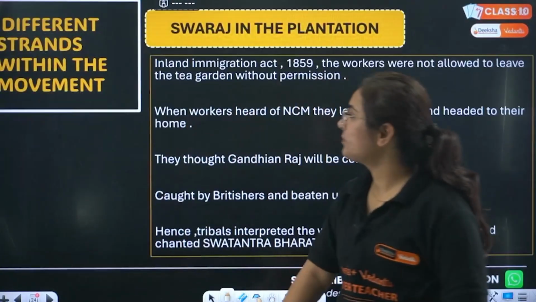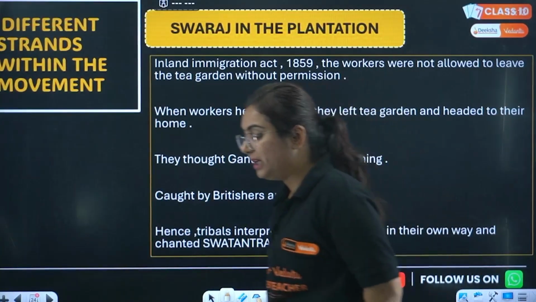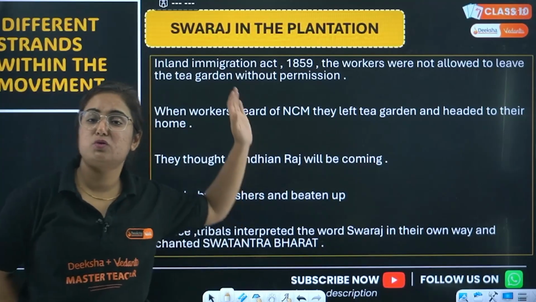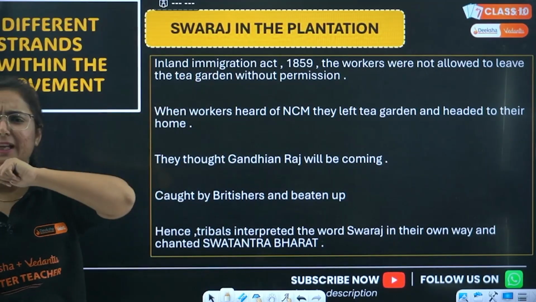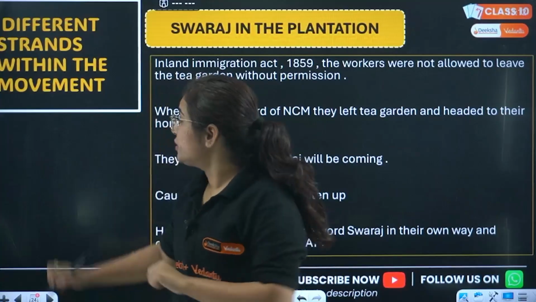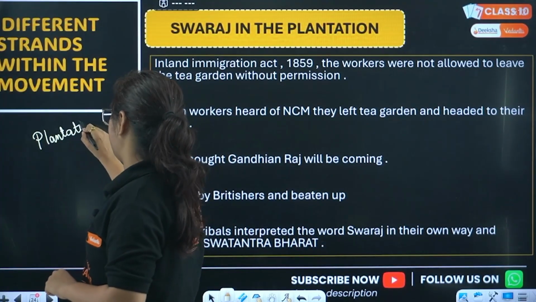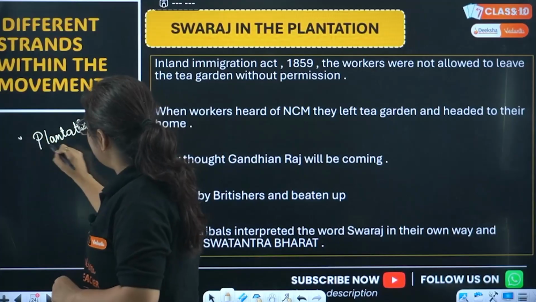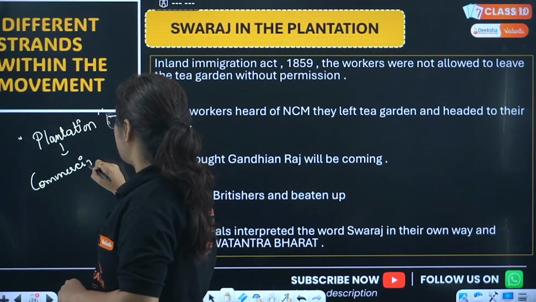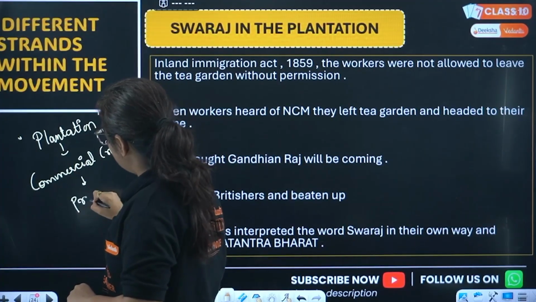Next point. The event is still not over. The non-cooperation movement has one more strand, and that was Swaraj in the plantation. What is this about? Britishers were engaged in an activity that is known as plantation. Plantation here means growing of commercial crops that actually give profit to the Britishers.